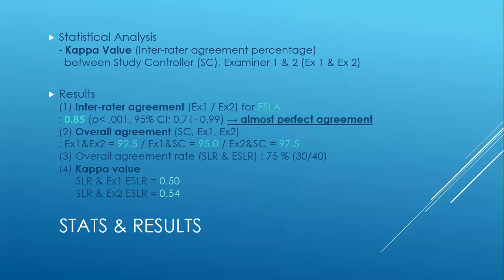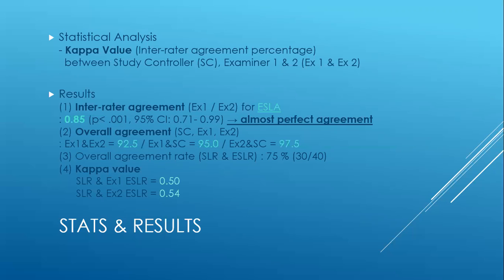For statistical analysis, they used the kappa value and compared between the study controller, examiner 1 and examiner 2. As a result, inter-rater agreement between examiner 1 and 2 for ESLR was 0.85, which is almost perfect agreement. And overall agreement between the SC, examiner 1 and examiner 2 was also close to perfect. However, the overall agreement rate between SLR and ESLR was 75%.